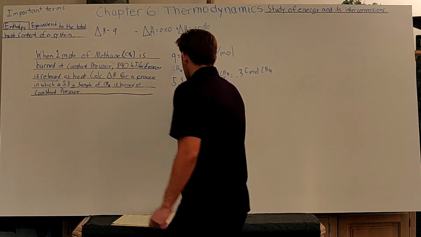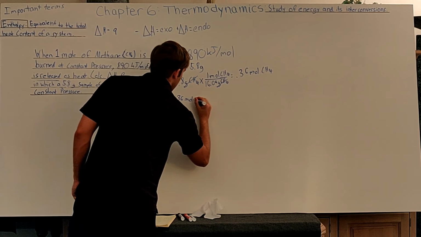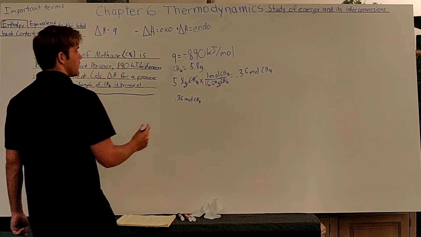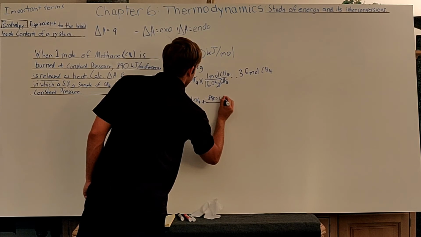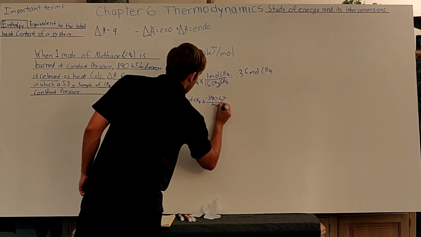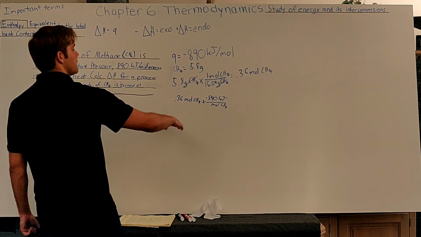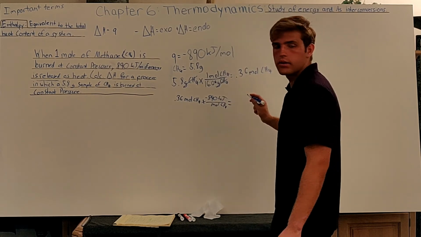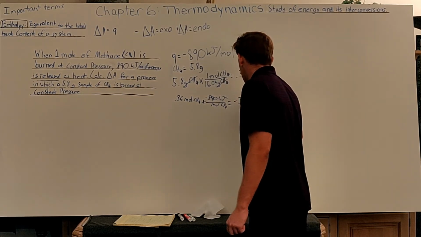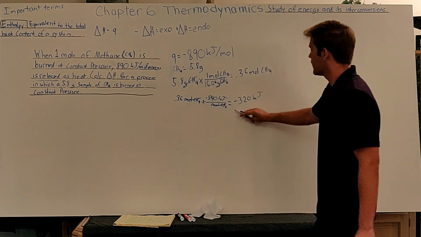Alright, so now you have moles and you can keep working the problem. You start with your 0.36 moles of CH4, and you multiply it times negative 890 kilojoules, which goes on the top, per mole of CH4. There's just one mole on the bottom, so you don't have to write it. When you multiply that together, your moles of CH4 cancel out, and you get negative 320 kilojoules. Right?